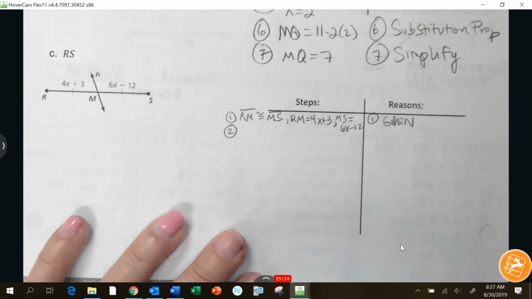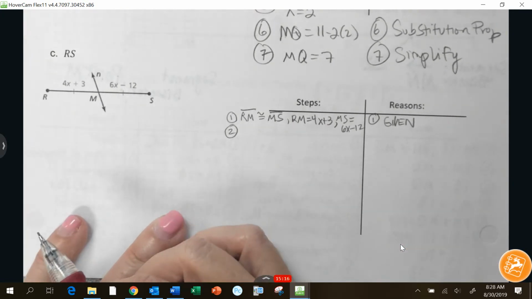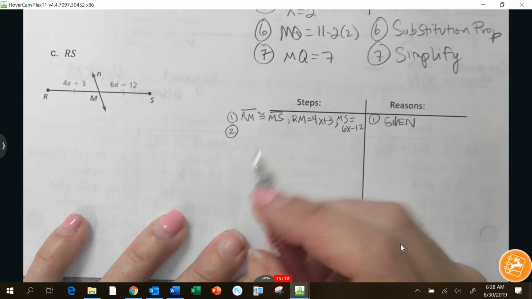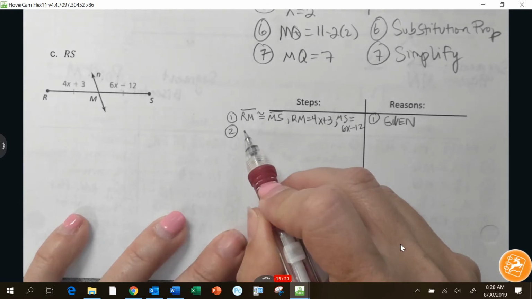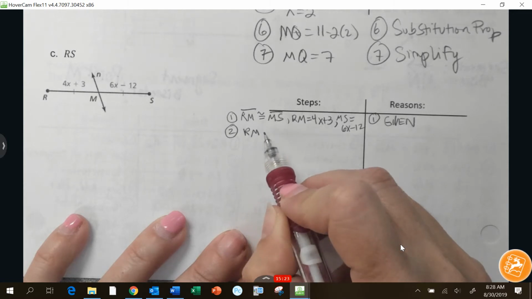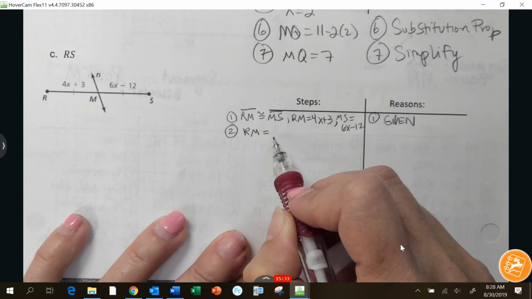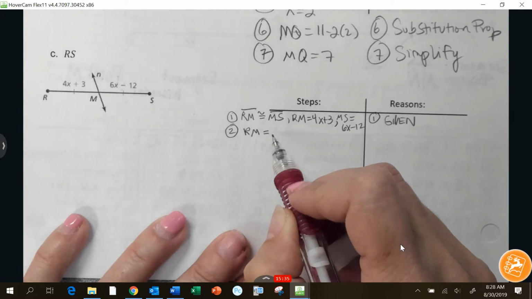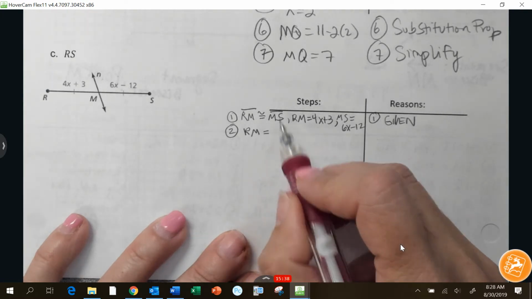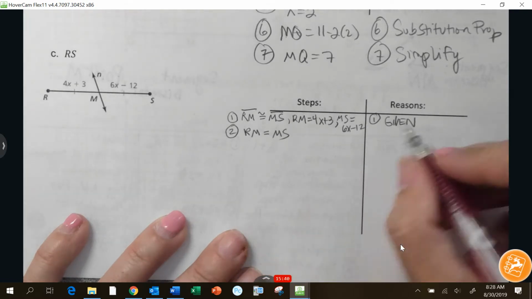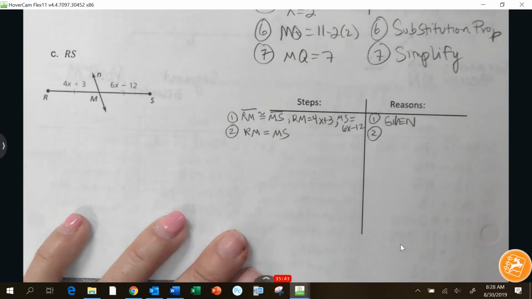All right. Number 2. Alexa. RM equals MS. And Alexa, do you know the reason? Congruence. Definition of congruence.